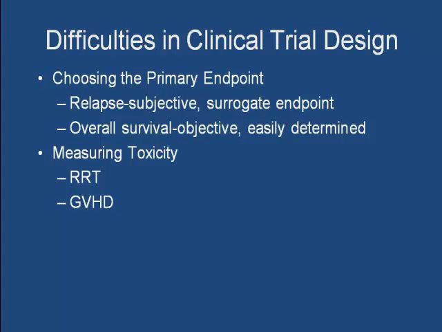Overall survival, of course, is more objective. That's easily determined, but it's a longer time point outcome. So the trials have to be followed over a longer period of time in order to determine if you have a benefit in survival or not. Of course, other issues in the setting of transplantation is that it's quite a toxic regimen. And if you're a pharmaceutical company, this is not necessarily where you would want to go to test a new drug, because it can be difficult to ascertain side effects, whether it's due to regimen-related toxicity or graft versus host disease.